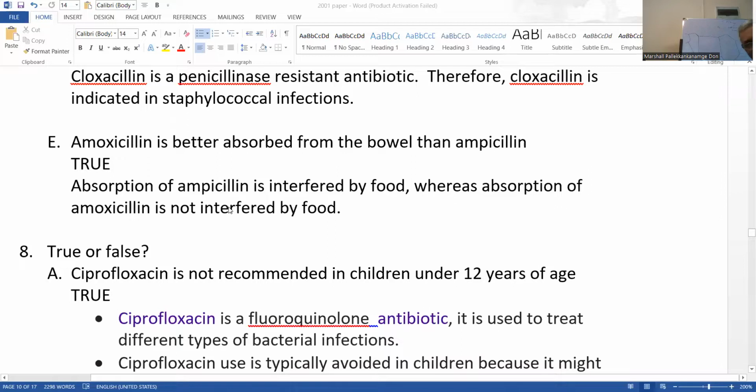E: Amoxicillin is better absorbed from the bowel than ampicillin. That is true. That is one advantage of amoxicillin. Food does not interfere with amoxicillin absorption, but it interferes with ampicillin absorption.